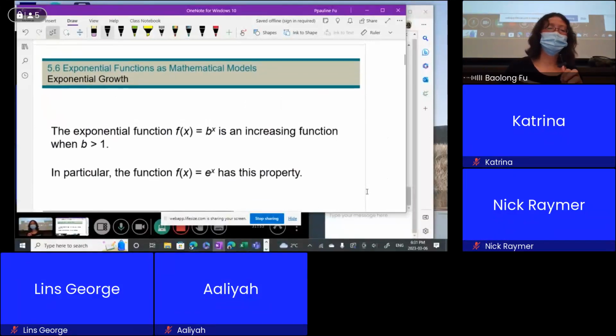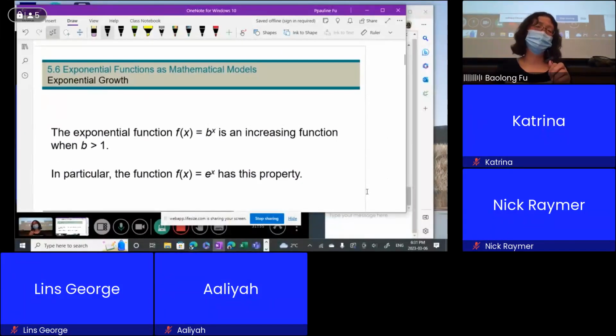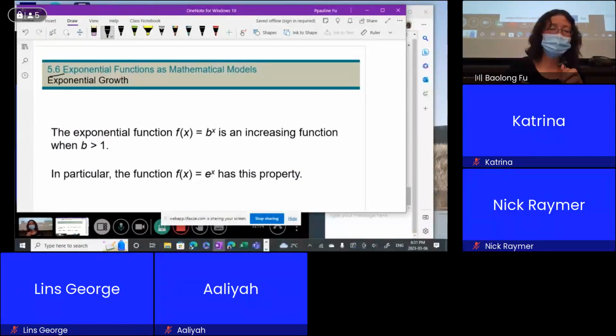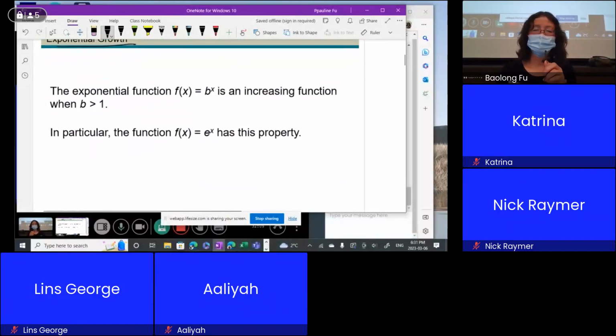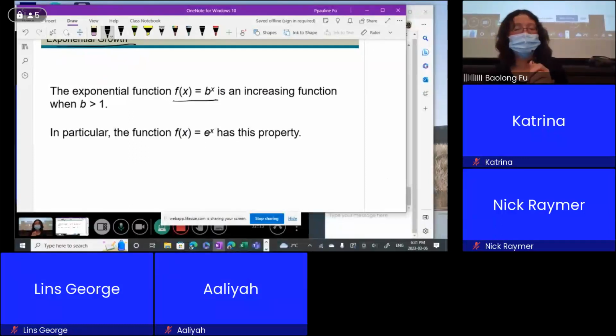So next, we finished session 5 of chapter 5. Next, session 6 of chapter 5, exponential functions as mathematical models. First, we talk about exponential growth. Remember the exponential function f(x) equal to b raised to power x is increasing when b greater than 1. A particular case of b^x is e^x.